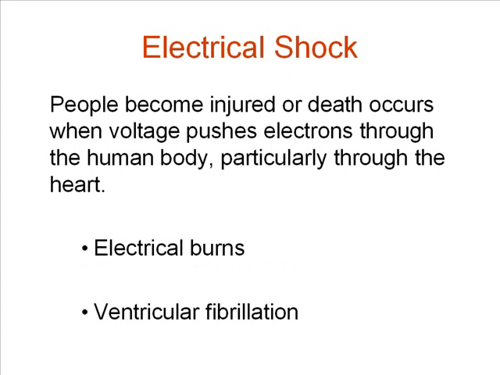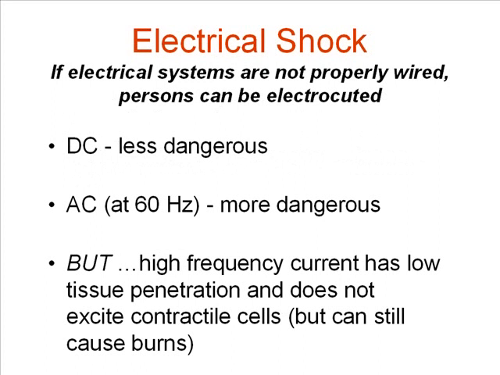Let's move on now to talk about electrical shock hazards, because people become injured or death occurs when voltage pushes electrons through the human body, particularly through the heart. This can result in electrical burns or in ventricular fibrillation. So if electrical systems are not properly wired, people can become electrocuted.